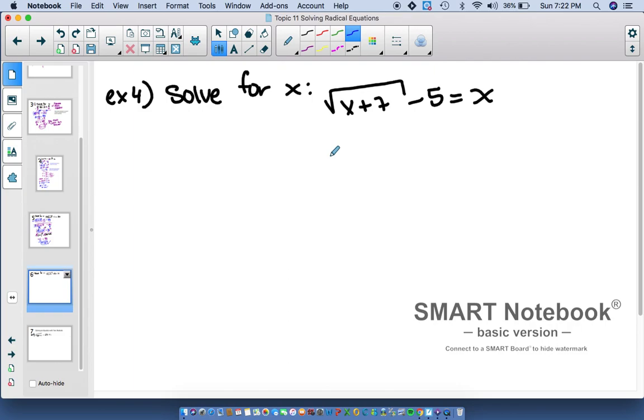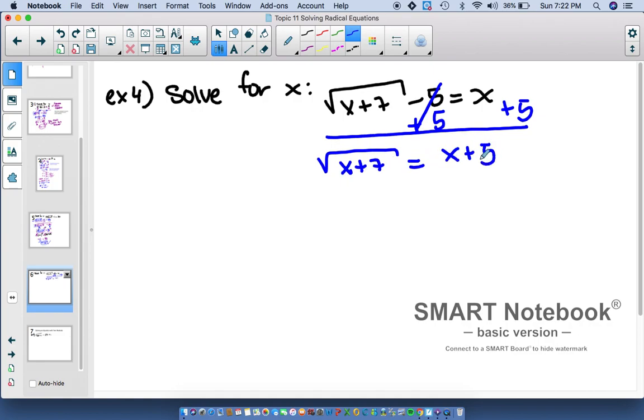Example 4. Okay, another one of these. Now, this one is going to be a little bit trickier, but the same rule applies to start. Let's isolate our square root. We're going to do that by adding 5 to both sides. Okay, so I'm left with the square root of x plus 7 equals x plus 5. Now I have my square root isolated, so I have to undo the square root, so I have to square both sides, raised to the 2nd power.